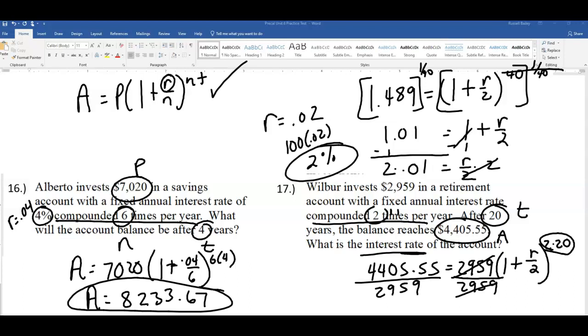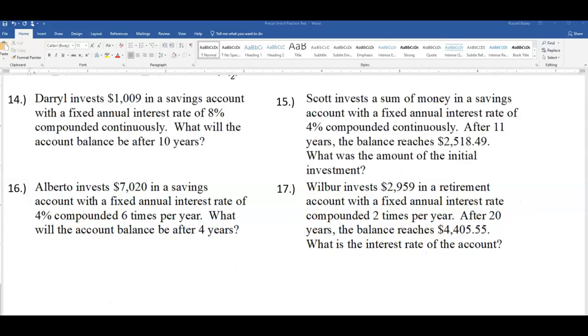So if somebody invested this much money, and 20 years later there was this much money, and it was in an account that was compounded twice a year, the interest rate must have been that much per year. All right? And that does it.